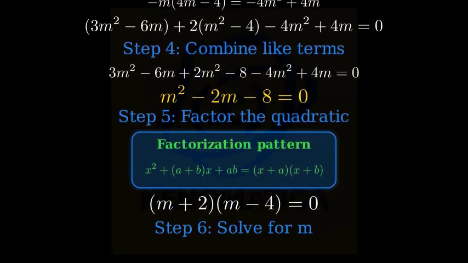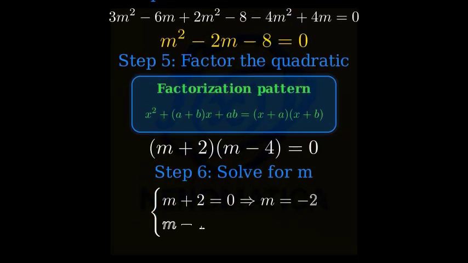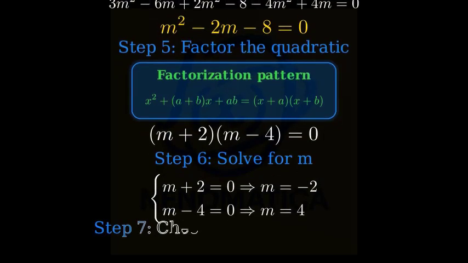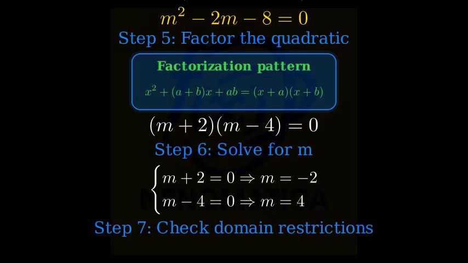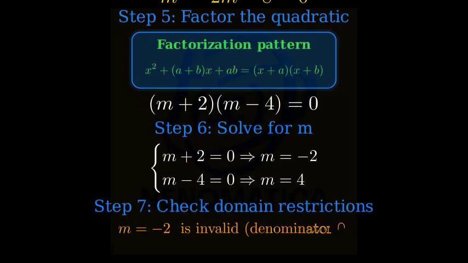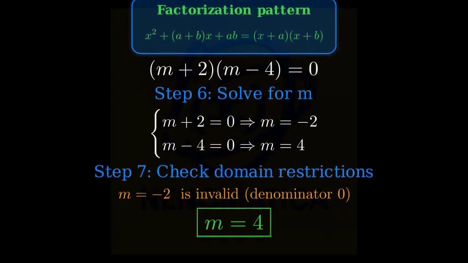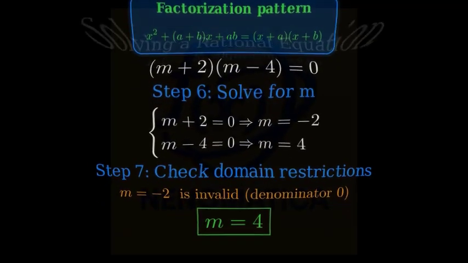Step 6. Solve each factor equal to 0. m plus 2 equals 0 gives m equals -2. m minus 4 equals 0 gives m equals 4. Step 7. Check the domain restrictions. m equals -2 is not allowed because it makes a denominator 0. Therefore, the valid solution is m equals 4.